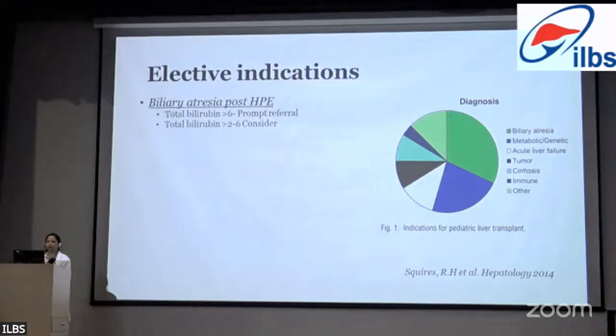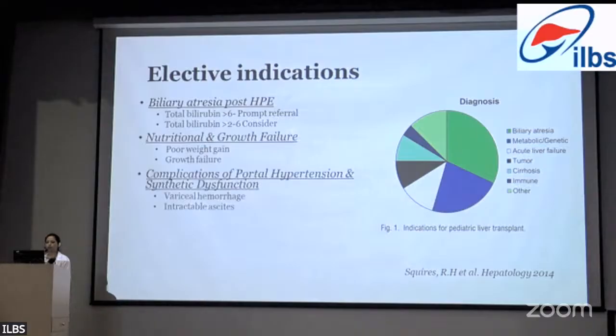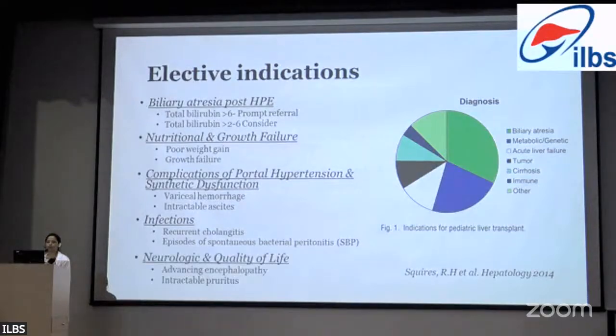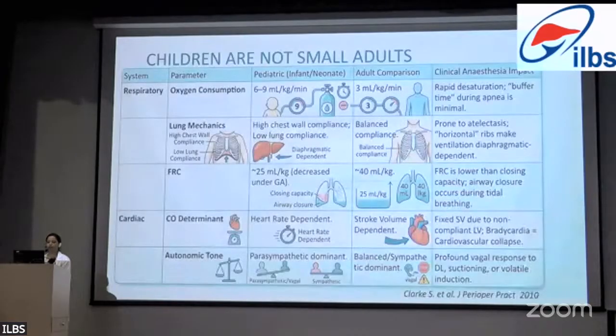In biliary atresia, post unsuccessful PSI, if total bilirubin is more than 6, there should be prompt LT referral. If it is between 2 to 6, we should consider LT. Other indications are nutritional and growth failure, complications of portal hypertension like variceal hemorrhage and intractable ascites, infection, recurrent cholangitis and SBP, and neurologic indications like advanced encephalopathy and intractable pruritus.